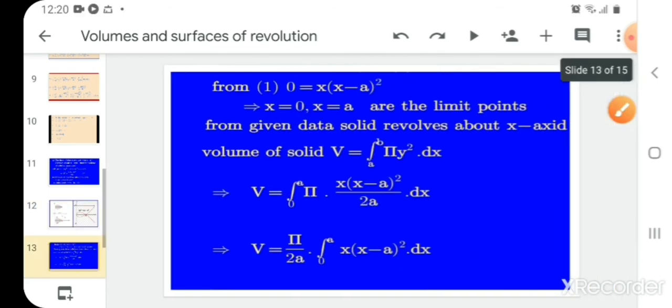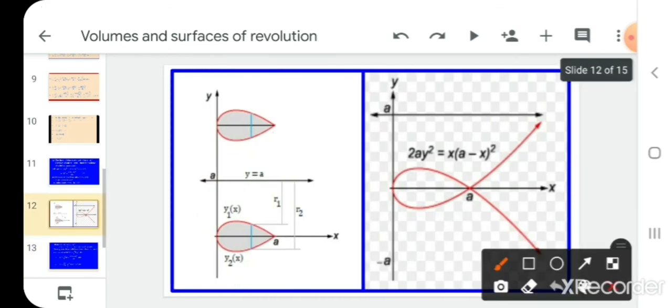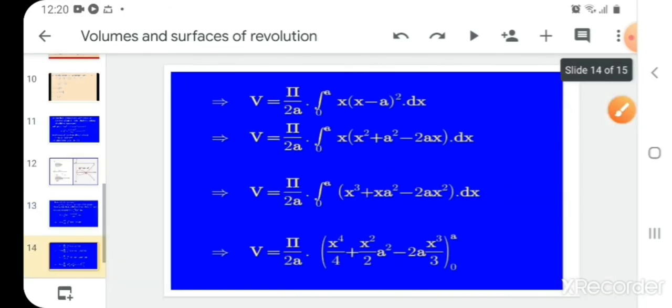Here also we get the same limits. What are they? 0, a. This is the solid generated by the curve revolving about the x-axis. We have to find the volume of this three-dimensional solid shape. Okay, is it clear?